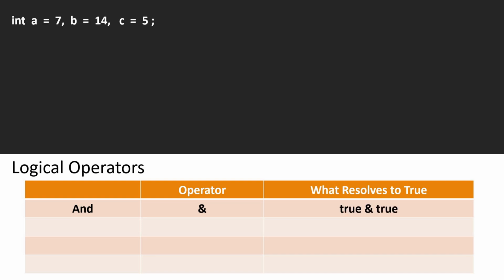So here I have 3 variables declared. And notice I'm declaring these variables in a way we haven't seen before. Up until now, when we declare multiple variables, each variable is declared on a separate line. But notice here, as long as they're all of the same type, I can declare multiple variables on a single line. So here I have 3 variables, each initialized to a separate value, but they're all of type int.